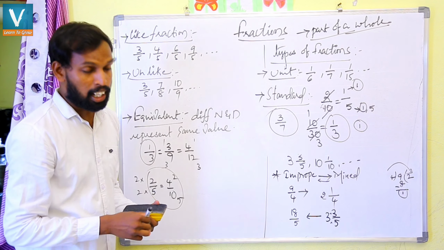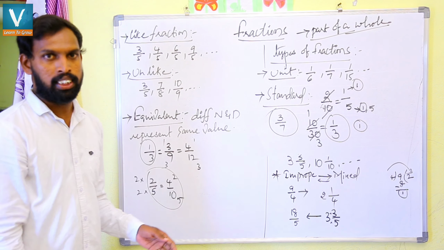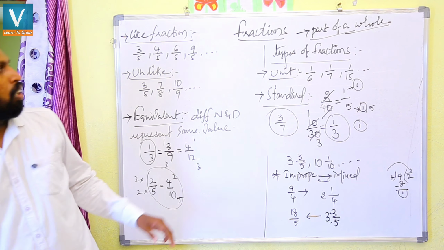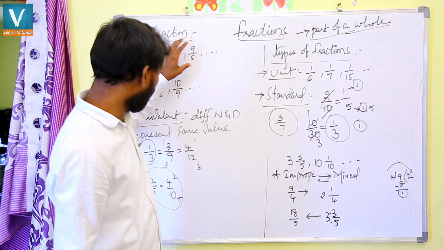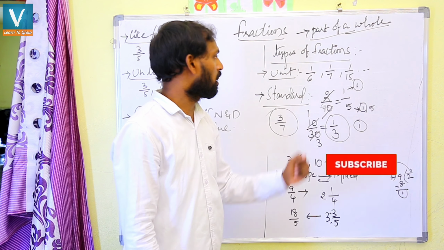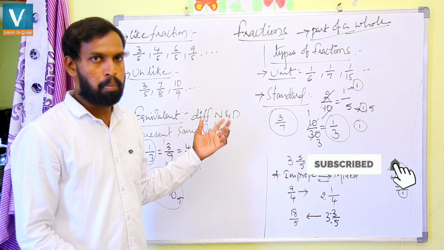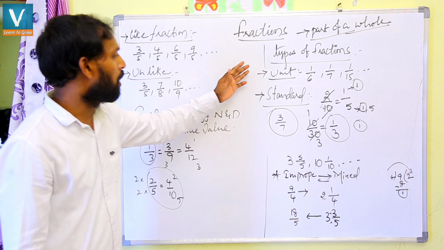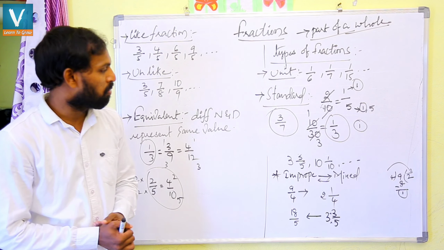So these are the different types of fractions. Once again we will recall this. Fraction means part of a whole. We observed some examples and understood that. And the different types of fractions we saw here: proper fraction, improper fraction, mixed fractions, like fractions, unlike fractions, equivalent fractions, unit fractions, and standard form of the fractions.